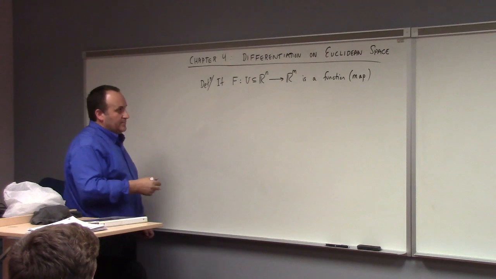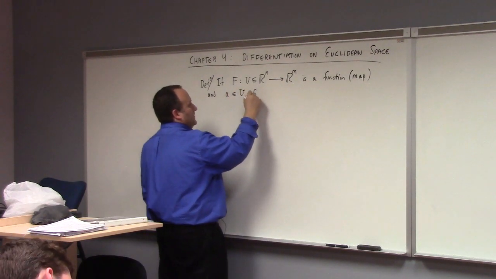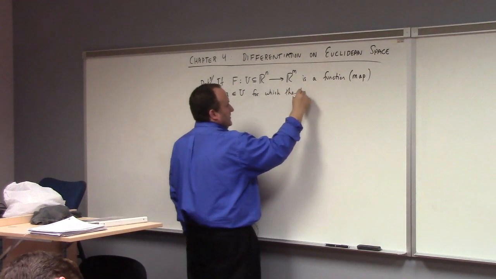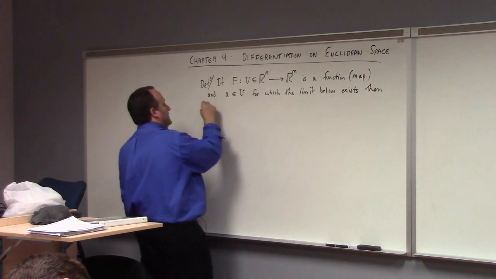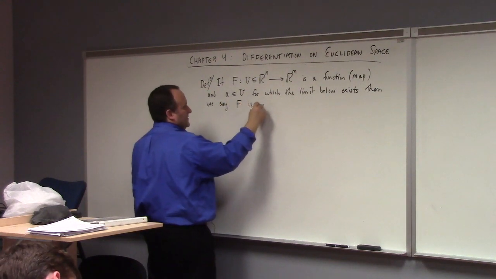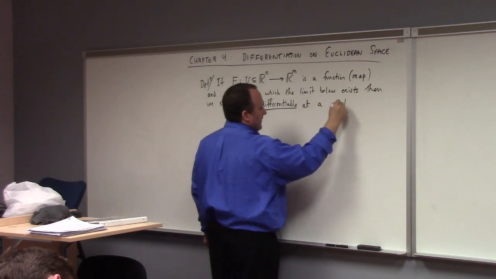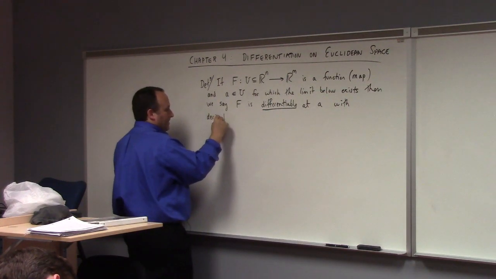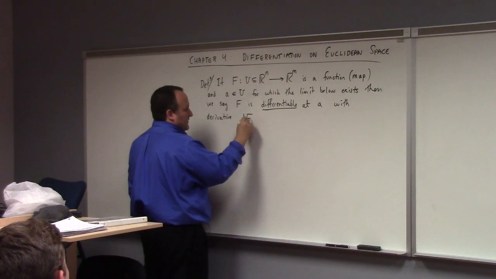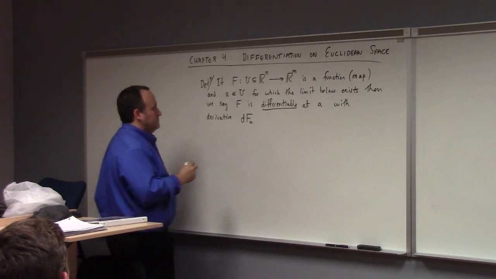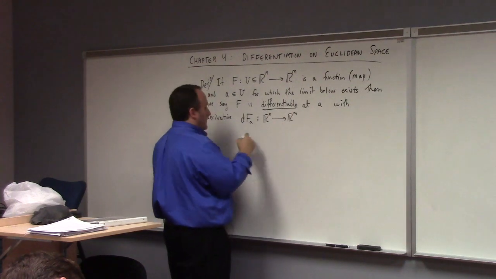So if this is a function and A is an element of U for which the limit below exists, then we say f is differentiable at A with derivative df sub A, let's say. And df sub A is itself a mapping from Rn to Rm. All right.